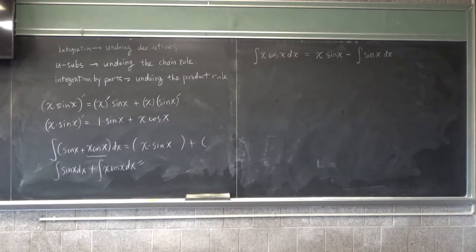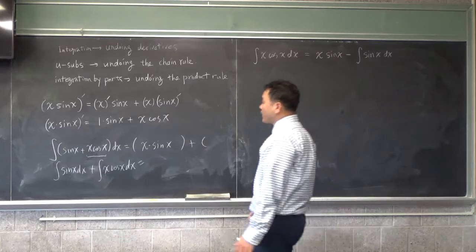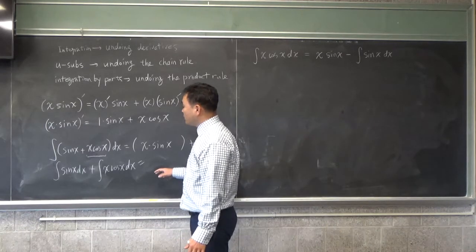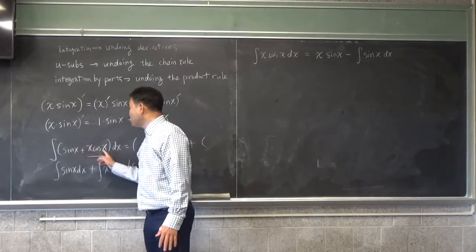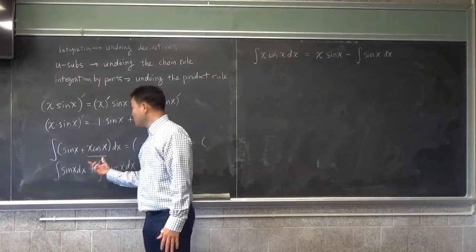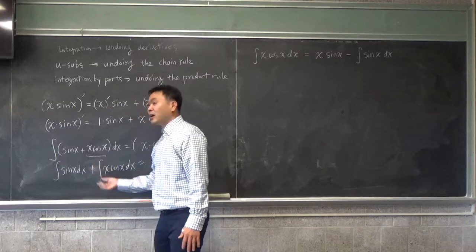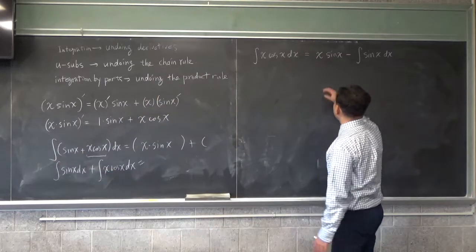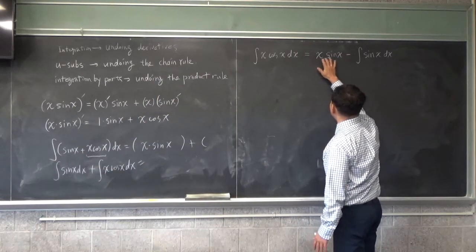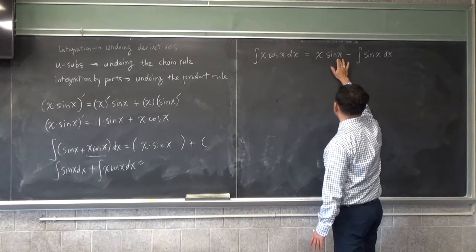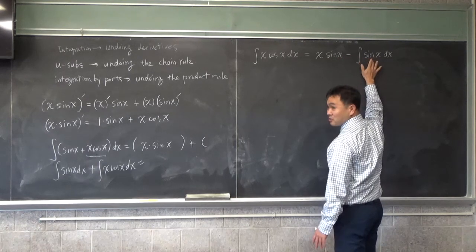Okay. All right. So what happened is that if you are not given the full product rule, if you're only given a part of it, then you can pretend that you had a product rule, but subtract the missing part from it.